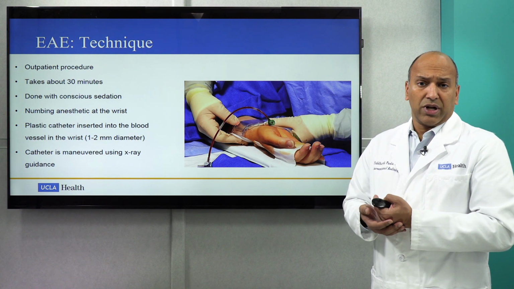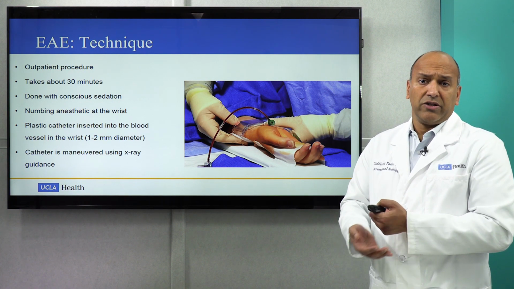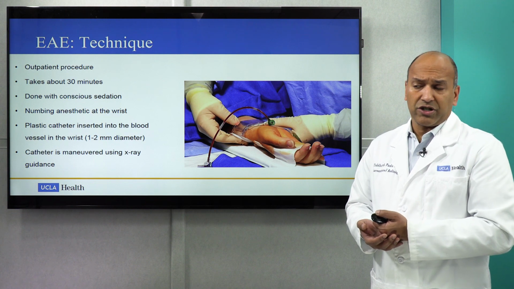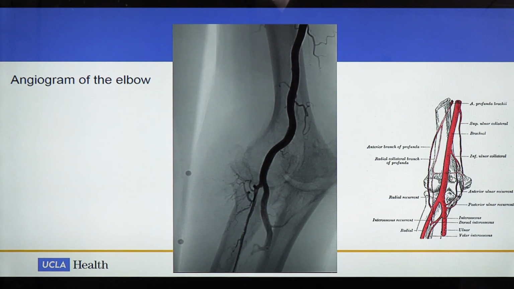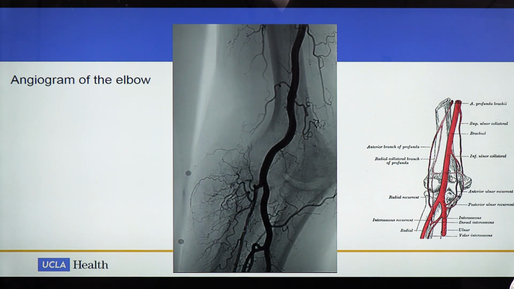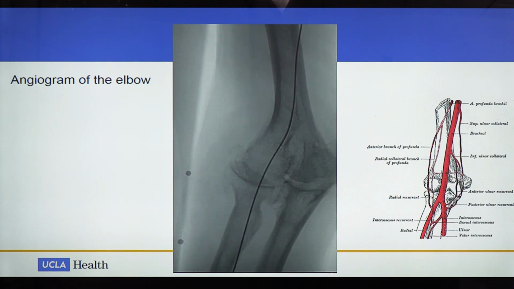The catheter itself is the size of a piece of spaghetti, and as we insert it into the radial artery, which is relatively painless, we guide it up into the artery, into the elbow, to take pictures. This is an example of a catheter going up the elbow, and we inject contrast dye, which is the black outline that you see of the artery.